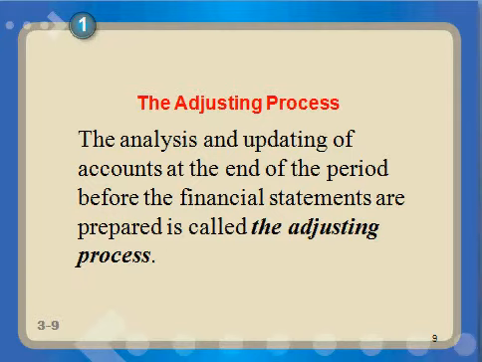The adjusting process is the analysis and updating of accounts at the end of the period before the financial statements are prepared. The journal entries that bring the accounts up to date at the end of the accounting period are called adjusting entries. All adjusting entries always affect at least one income statement account and at least one balance sheet account. Thus, an adjusting entry will always involve either a revenue or an expense account and an asset or liability account. And we're going to take a look at example exercise 3-1.